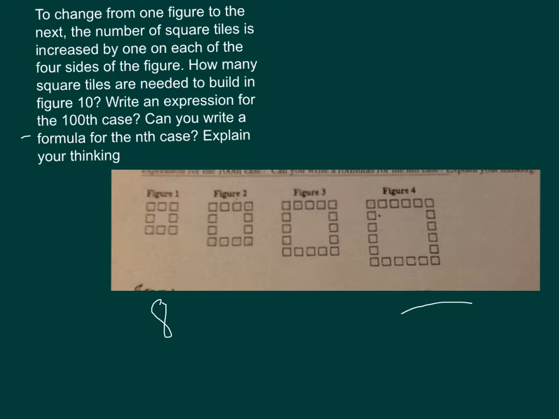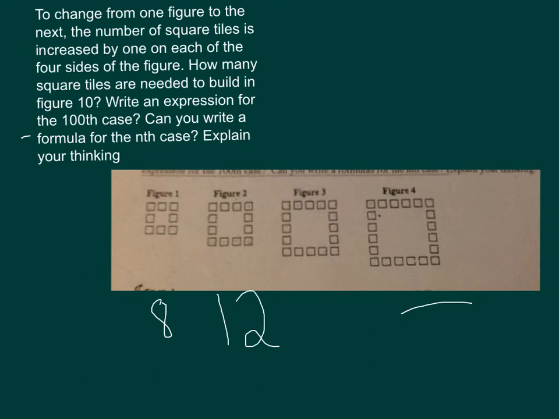Let's look at figure 2 now. So this is when it starts to get a little tricky. What they did was they doubled the squares in the middle of each of the corners. So in figure 1 we had 1 in the middle. Now we have 2 in the middle, on the top, on the right, on the left, and on the bottom. If you count those up, including the 4 corners, you can now say that we have 12 square tiles.